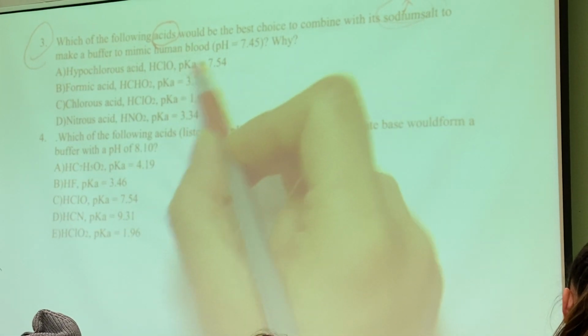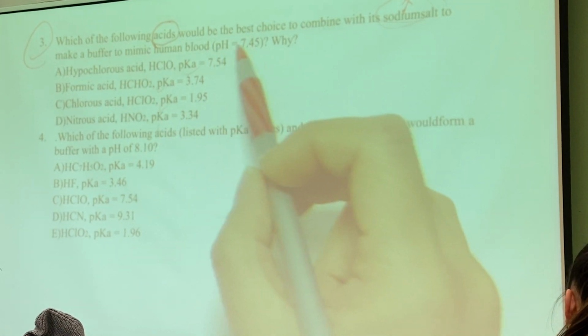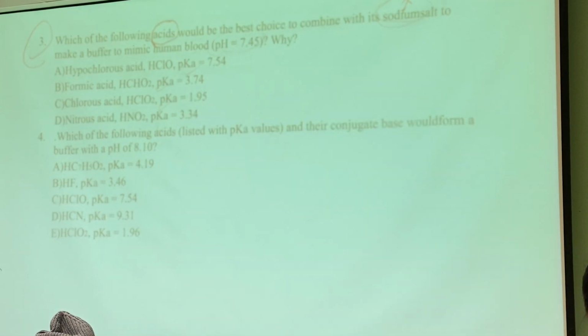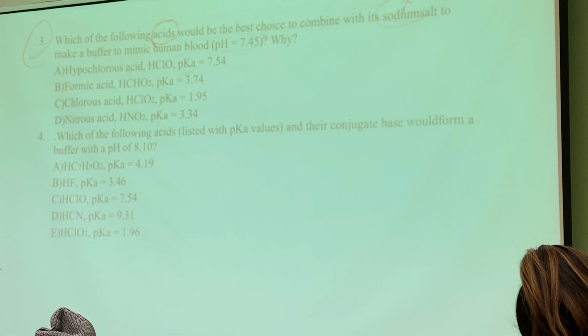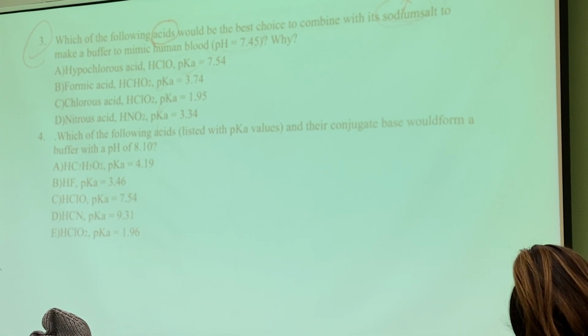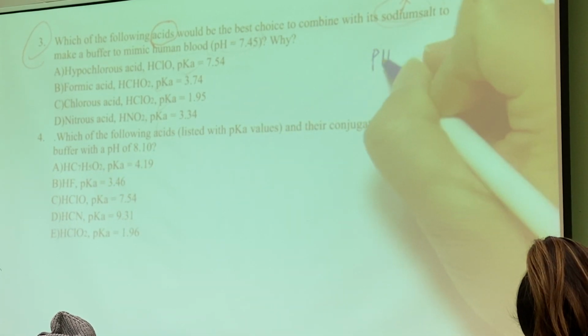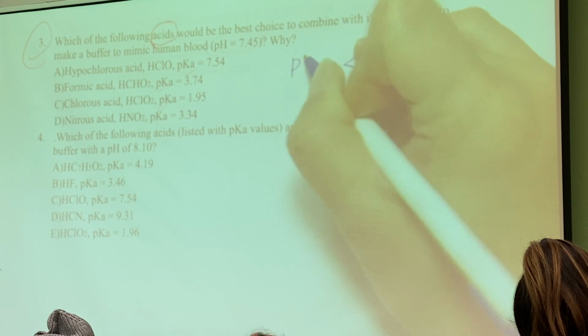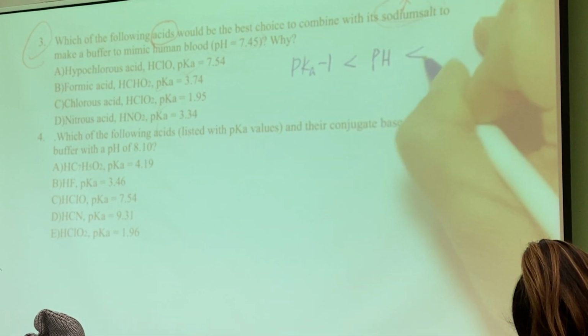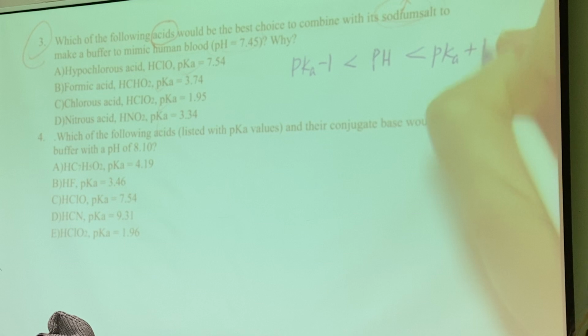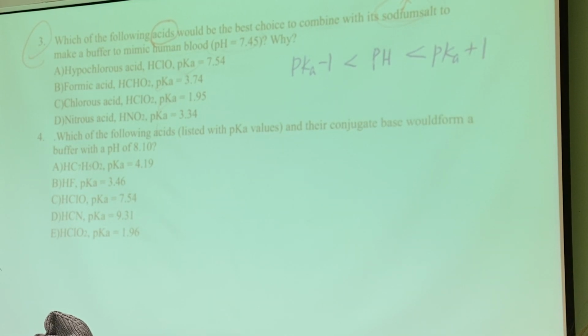It gives you the pKa's and asks you to make a buffer with this pH. What is the range for making an effective buffer? If I give you a pH, you basically need to find out which pKa is in this range that can make this pH.